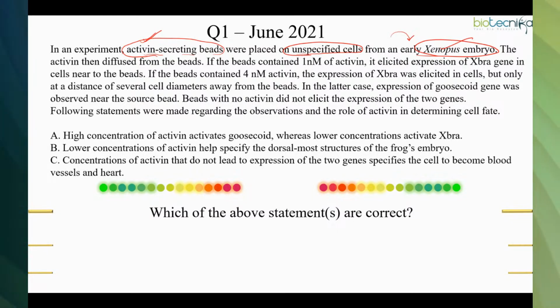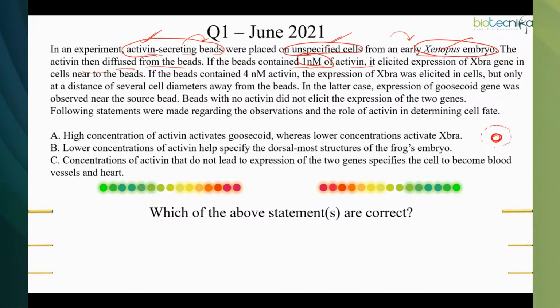Still some signaling can be taking place, and they were placed on unspecified cells so that they can get the specification. The activin then diffused from the beads. Secreting beads means those will be artificial beads from which activin will be secreted. Now the beads contained 1 nanomolar of activin. Beads means you draw like this, a rough diagram. Always the approach for such experimental questions is drawing a rough diagram. Okay, so if you have the beads, then slowly they will be releasing the contents, right?